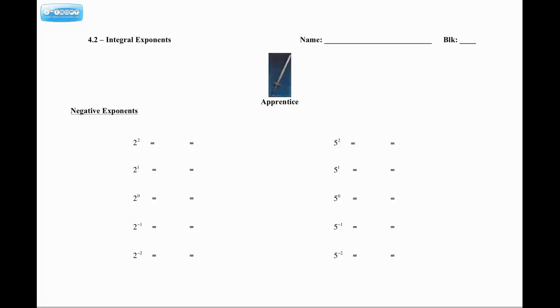Chapter 4, Section 2, Integral Exponents. What this means is we're going to deal with exponents, as you've seen before, with whole numbers, but we're going to allow for the first time exponents to actually be negative.